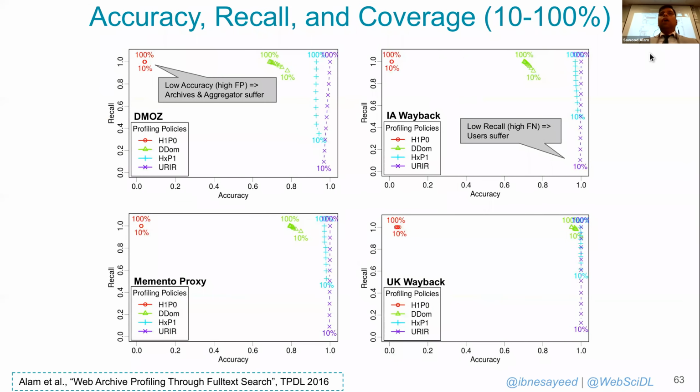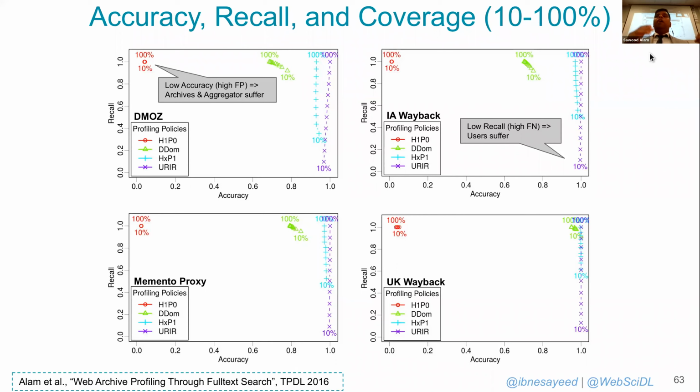And now that we don't have complete knowledge, we have partial knowledge. So our accuracy and recall are not going to be that good in this case, right? If we use a smaller profiling policy like H1P0, recall will be good no matter how little you know about the archive, but the accuracy will suffer. On the other hand, if you have complete knowledge, the accuracy will be great, but recall will be, if you know 50% of the holdings, your recall will be 50%. So our suggestion here is to go for something like the DDOM profile or HXP1 profile based on how much you know about the archive. Those will do good.